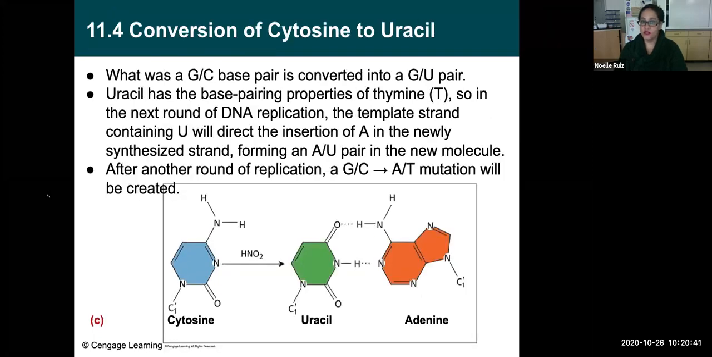So what was a GC base pair is converted into a GU base pair. Uracil has the base pairing properties of thymine. So in the next round of DNA replication, the template strand containing a U will direct the insertion of an A into the new strand. And then after another round of replication, the GC becomes an AT mutation.